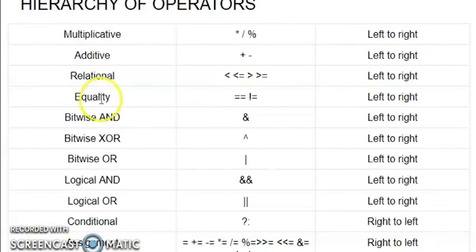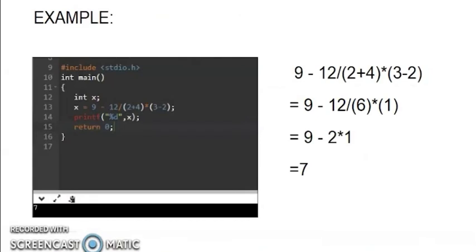Hierarchy of operators. According to this, multiplicative is given the highest priority and assignment is given the lowest priority. Now, let's further understand this concept with an example. As you can see, this is a code which I have written which has given the output 7. This is using the operator precedence rule. So, the problem is 9 minus 12 divided by 2 plus 4 into 3 minus 2.